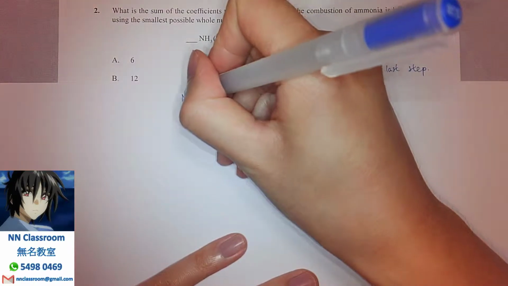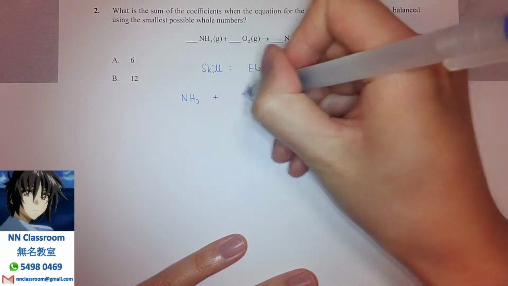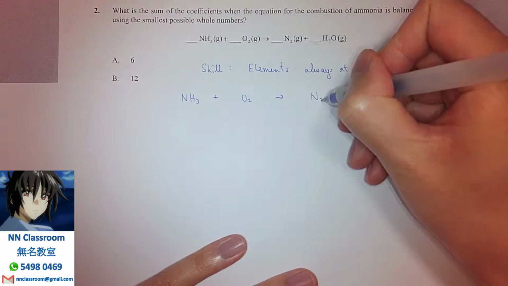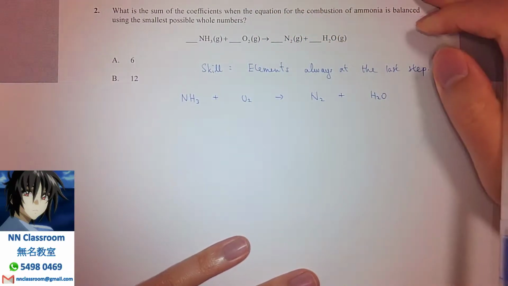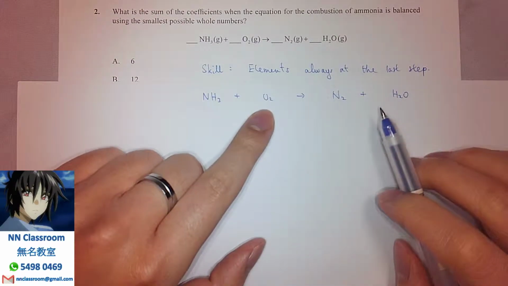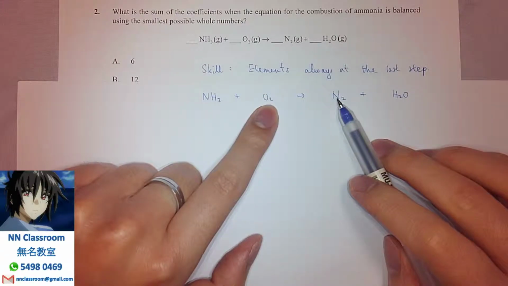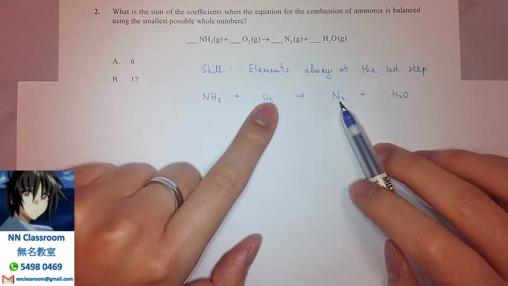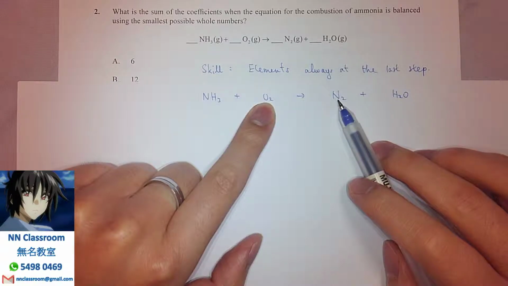So I'll just write it up first. NH3 plus O2 goes to N2 and H2O, right? So in this case, we see the elements. What are the elements in this equation? That will be oxygen and nitrogen, right? So in this case, that means we should balance oxygen and nitrogen in the last step.